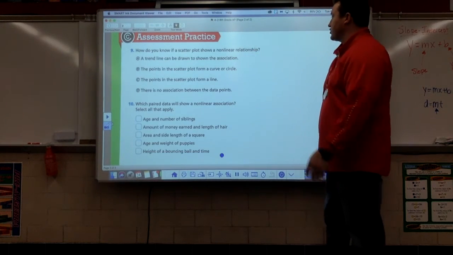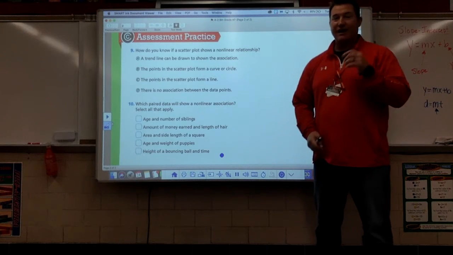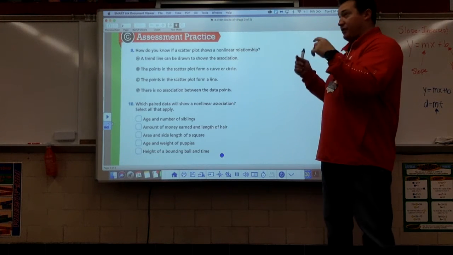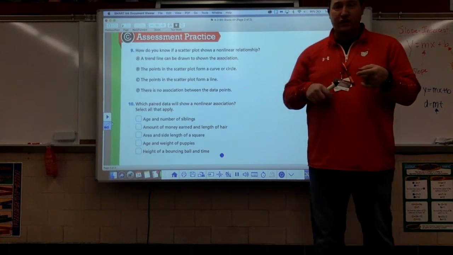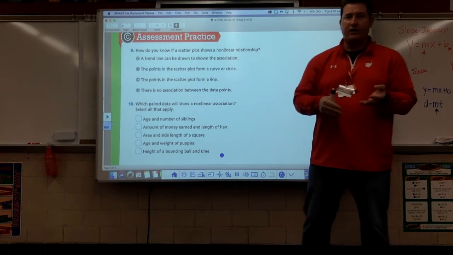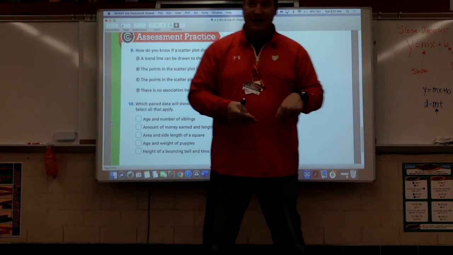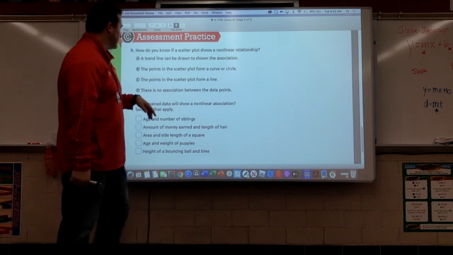How do you know if a scatter plot shows a nonlinear relationship? So again, nonlinear. So think back to the example we just saw on the front of this page. If you're not sure, look back over. If you're not sure, go back to key concepts, question number 3, I believe.